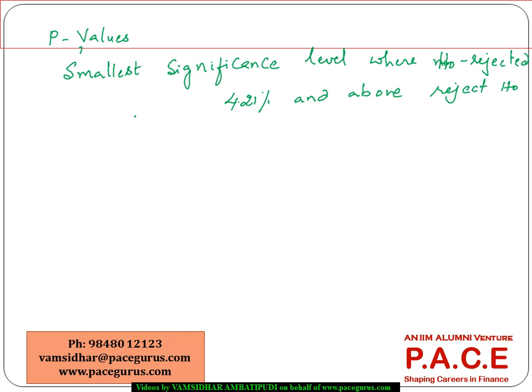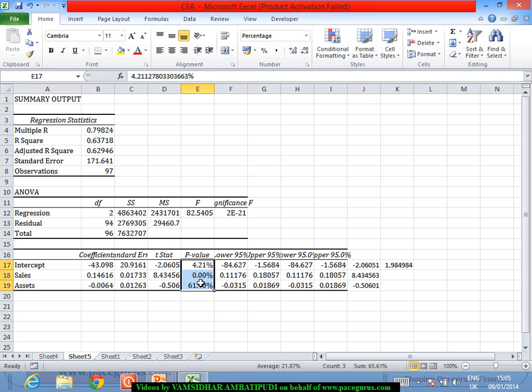Whereas in our case we were looking at 5% significance level. So because it is above 4.21% significance level, we can very well reject the null hypothesis and go with the alternate hypothesis in case of the intercept. Same is the case with respect to sales at 0% significance level and above. Which means you can always reject the null hypothesis when it comes to sales.